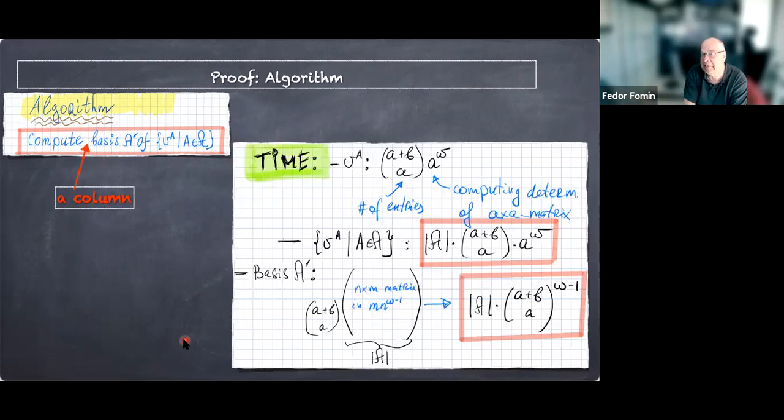Okay, let's start from the easiest part. So what is the running time? Okay, so what do we do in the algorithm? First of all, we compute the set of all vectors V_A, right? So for every vector V_A, we compute each of the coordinates, and the number of coordinates in this vector is A plus B choose A. We compute a determinant of a matrix of size A times A, and take it for granted that we can compute a determinant of an A times A matrix in time A to the power omega.